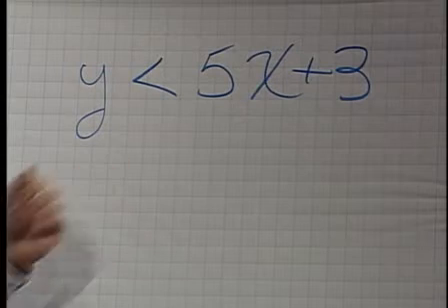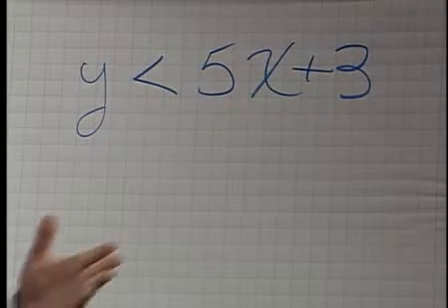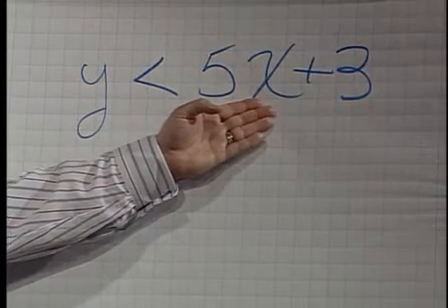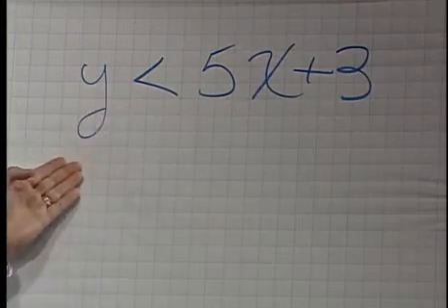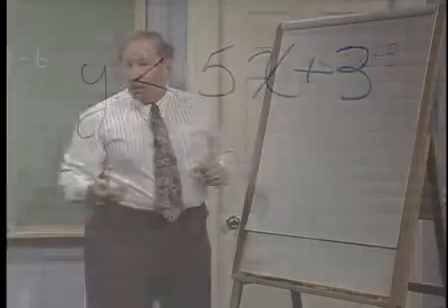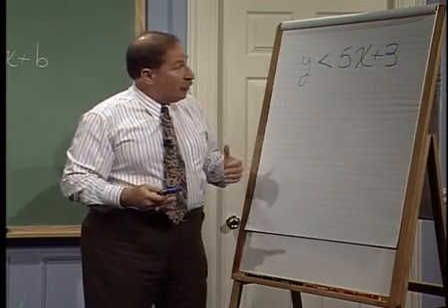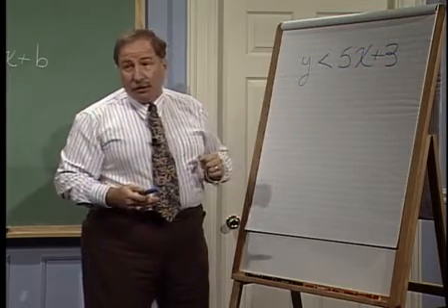Okay? What does this mean? It means you give me an x, for example, 2. Good. All right. 2, 5 times 2 is 10 plus 3 is 13. This says when x is 2, y has to be less than 13. What could y be? It could be 12.98. It could be 12. It could be 2. It could be 0. Negative 5 million. But it has to be less than 13.